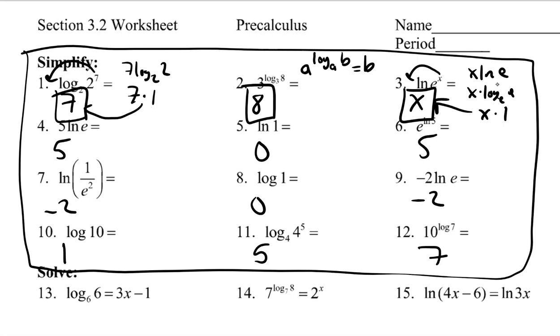Okay, some of these things you get to reuse a lot too, by the way. If the natural log of e is 1, then over here, the natural log of e is 1. 5 times 1 is 5.